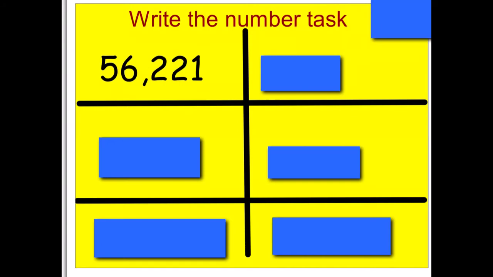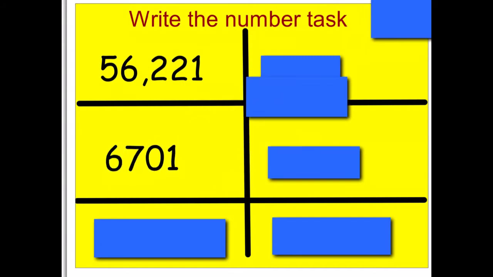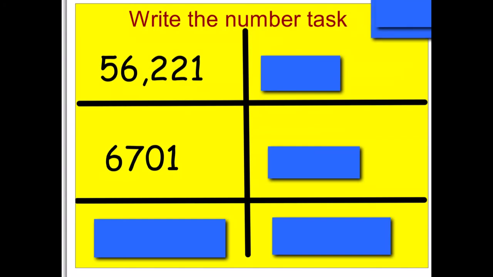6,701. And let's look at the answer. There we have 6,701. Again, if we wish, we can add a little comma in, because that is my thousands. So 6,701.